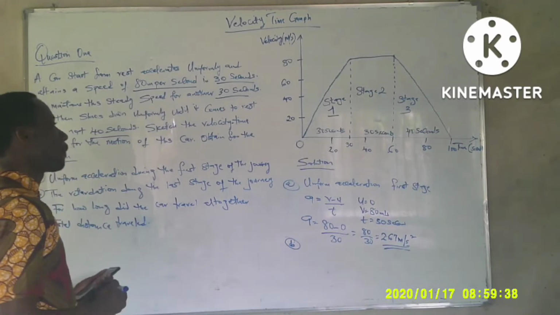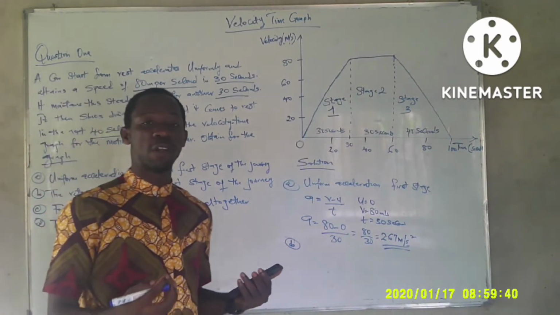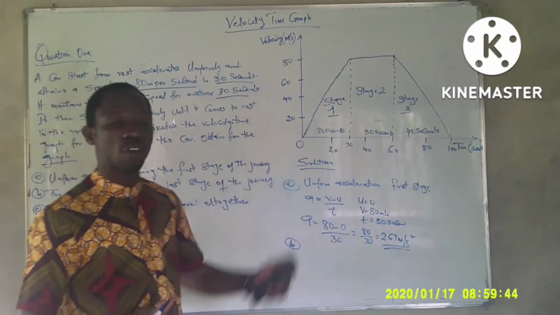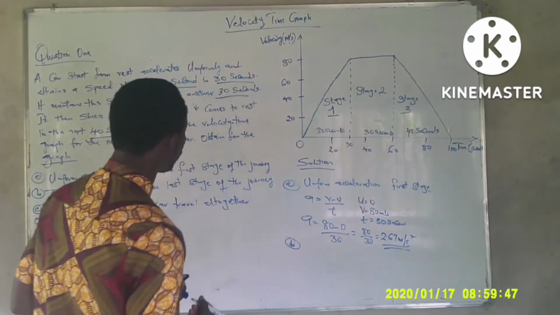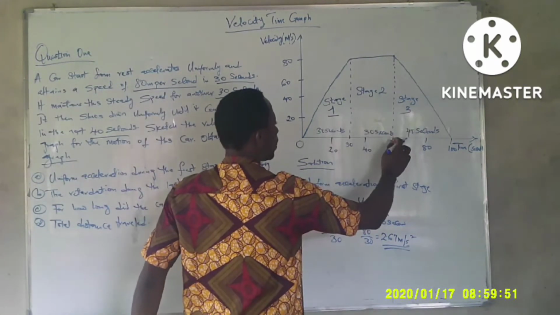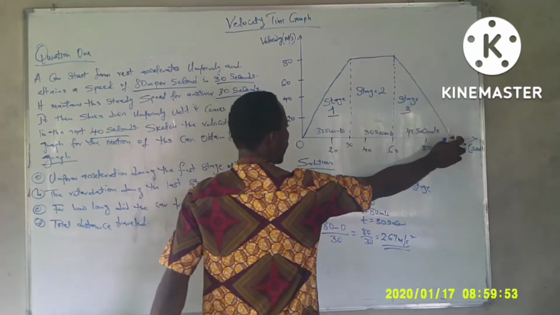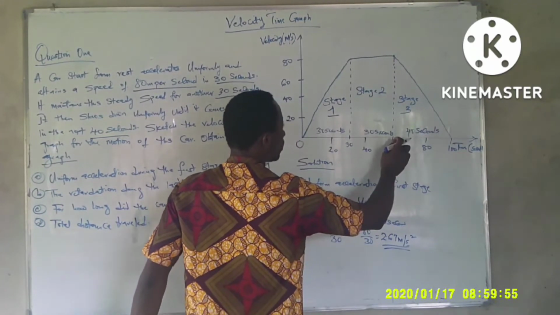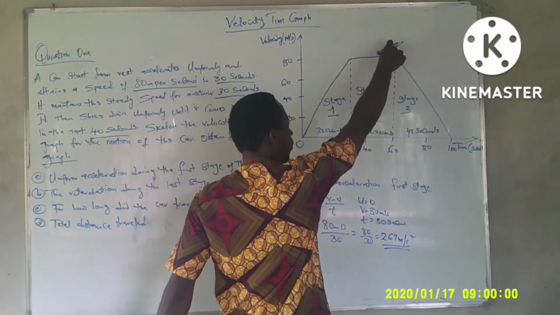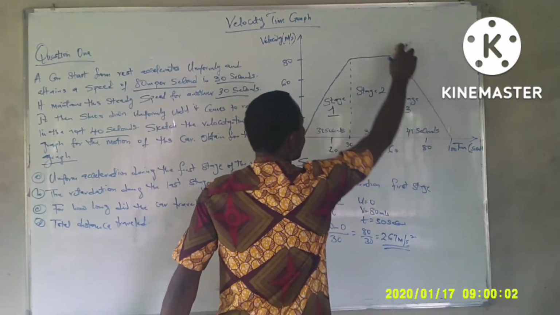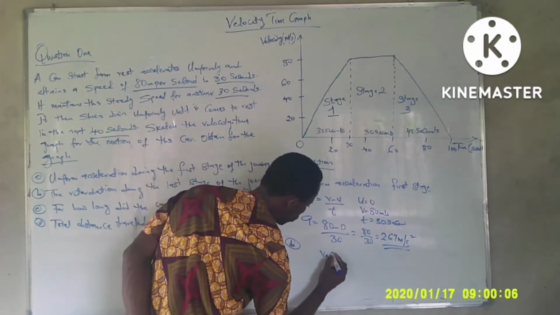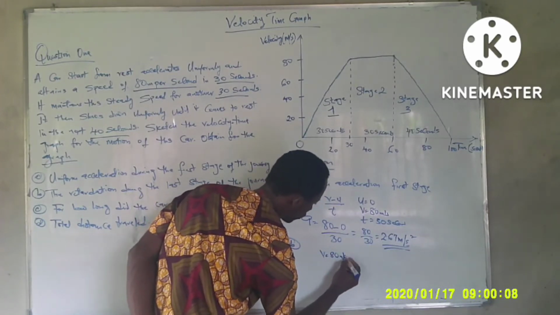The retardation during the last stage, B, is when the rate of change of velocity is decreasing. The velocity is decreasing, and at this point the velocity is coming towards rest. So let's look at the last stage. This is the initial velocity, this is the final velocity. The initial velocity at this point is 80, because this is the point where the body is about to come to rest.